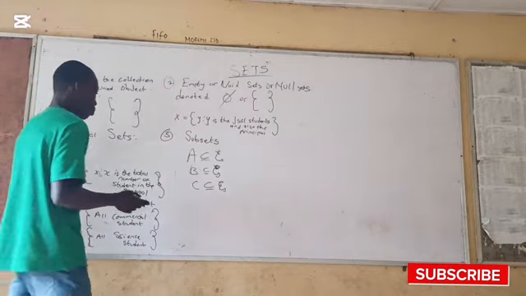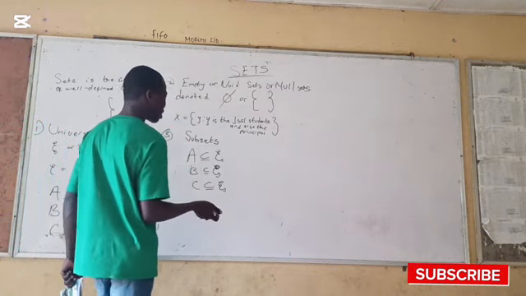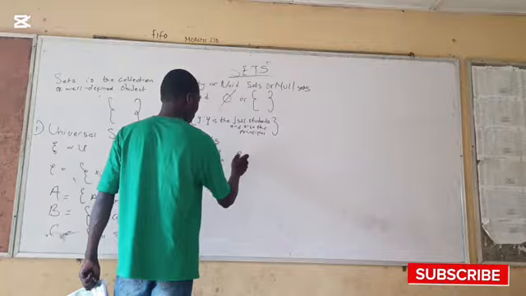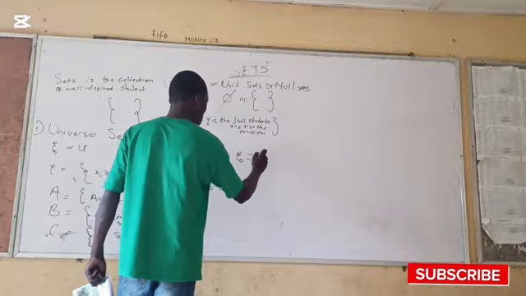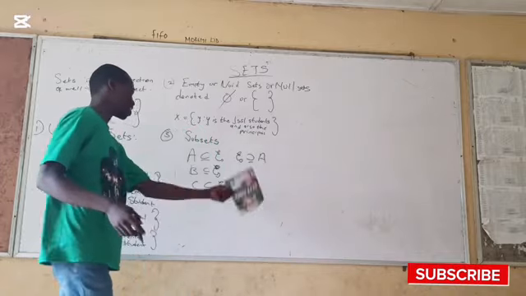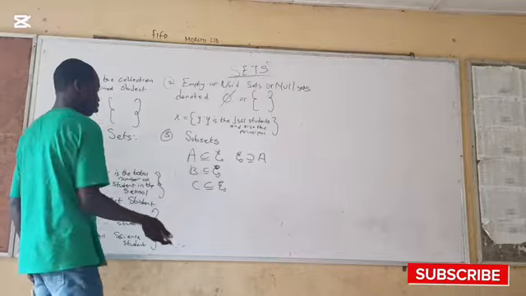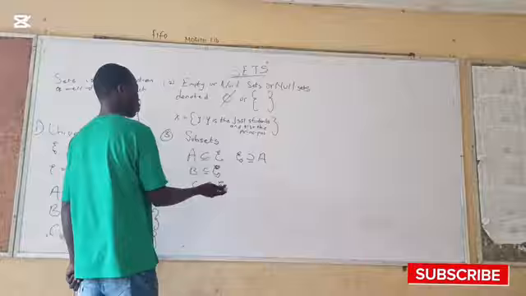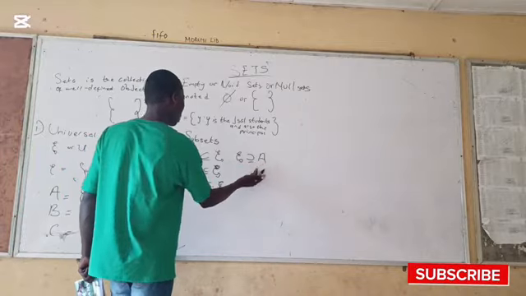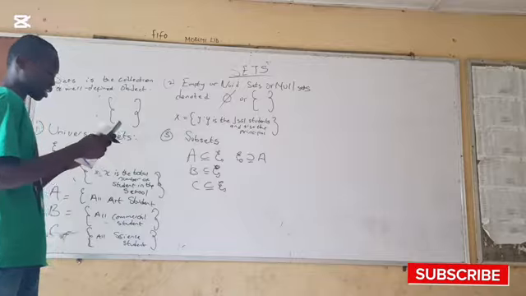Also, you can write it in the form by saying the universal set contains A. You can do the same for the others. Anyhow you write it, you are correct. So this is the subset. This one means the universal set contains A. So what other type of set do we have?